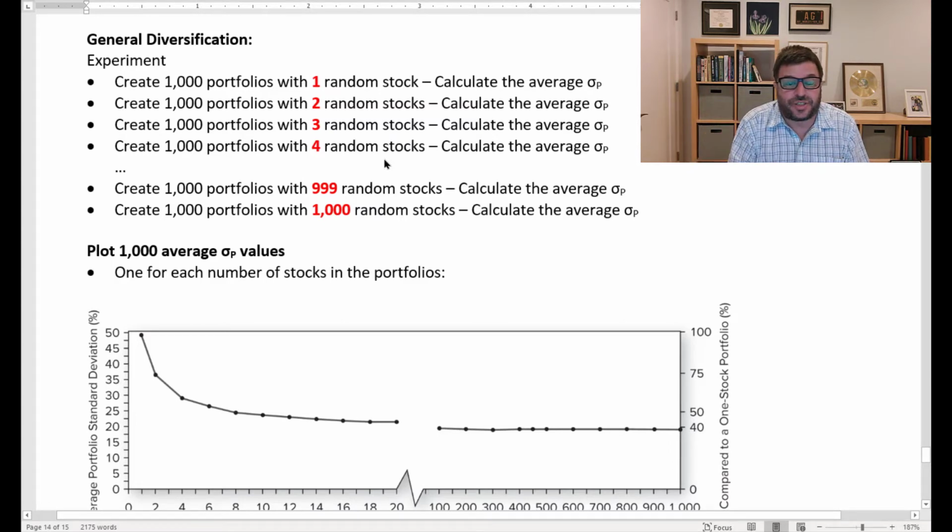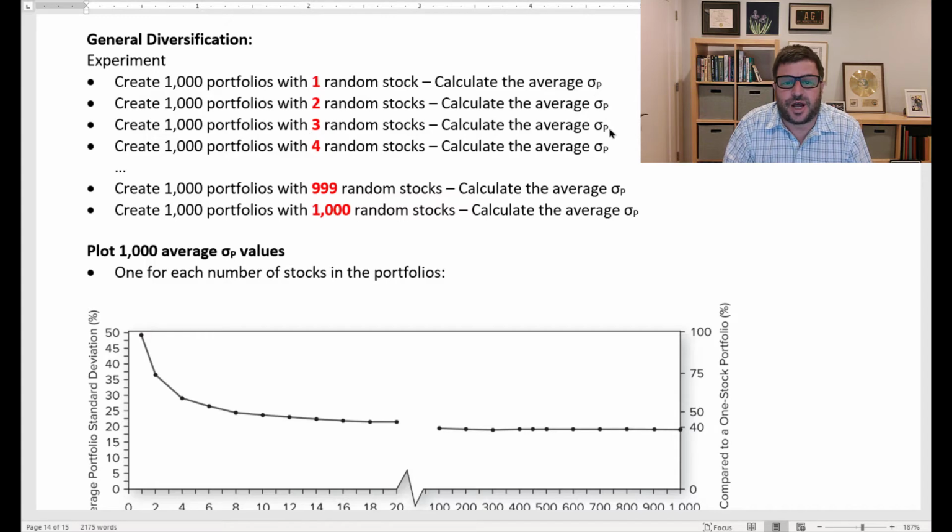Here's the experiment, and this is an experiment that was done long ago. Essentially what they did was they looked at 1,000 portfolios. Each portfolio had a single random stock. They calculated the standard deviation of each of these one-stock portfolios and calculated the average standard deviation. Then they created 1,000 portfolios with 2 random stocks, and again they had 1,000 different standard deviations from which they calculated the average.